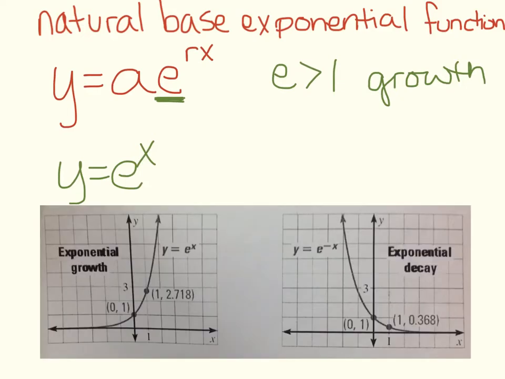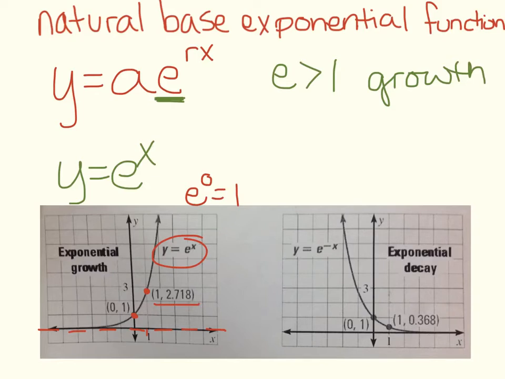I actually included a growth and decay for you to look at. The growth is the one on the left, y equals e to the x. We have our asymptote at y equals 0, just like always. We have our point at 0, 1, just like always, because even e to the 0 equals 1. Anything to the 0 is 1. And then when x is 1, your point's going to be at 2.718.